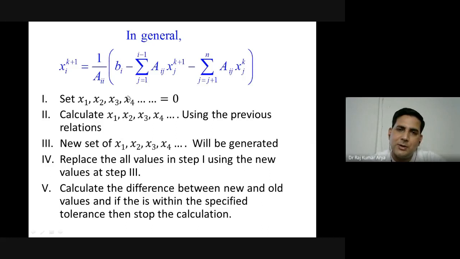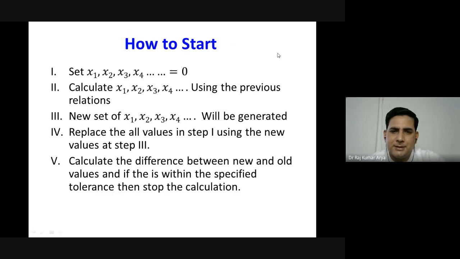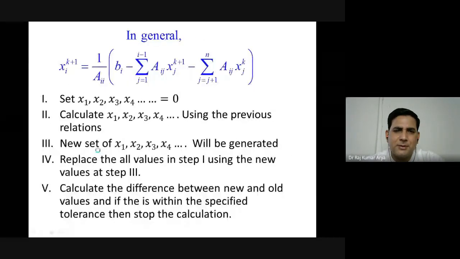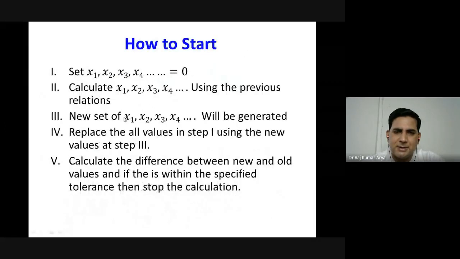So this is your Gauss-Seidel one, and this you have here. I wrote this 2 times. I have not deleted this actually.